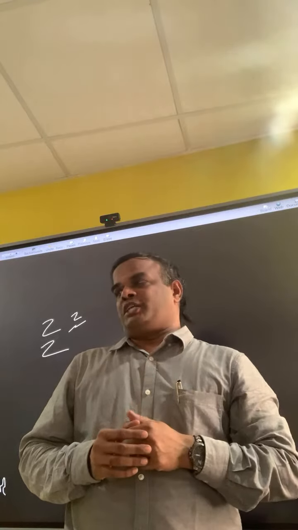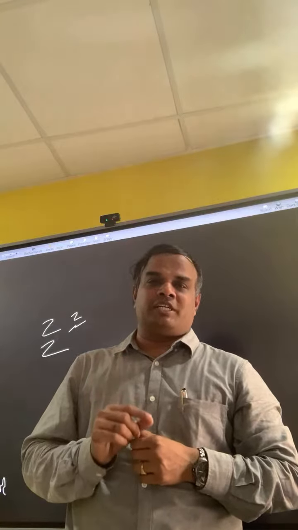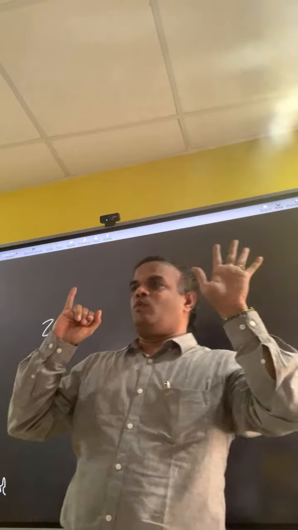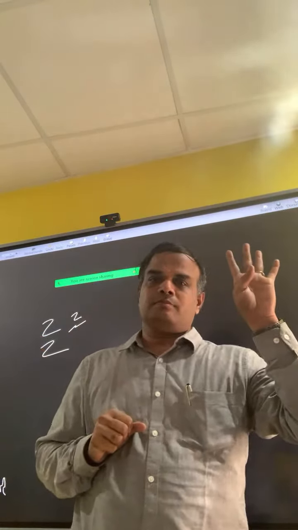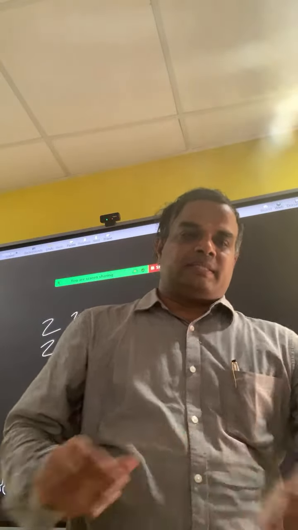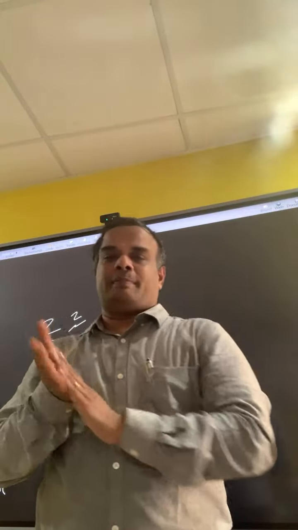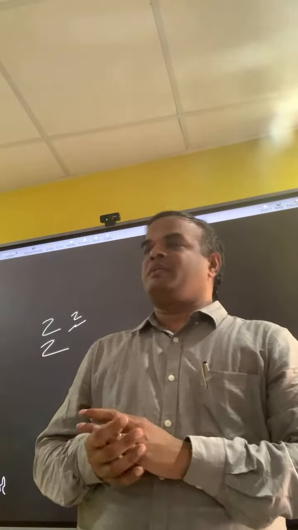Why we need costing is called the objectives of costing. What are the reasons behind costing are called objectives of costing. Six objectives are there. What are all the six objectives of costing? Ascertainment of cost, determination of selling price, ascertainment of profit, cost control, cost reduction, and decision making process. These are all the objectives of costing.